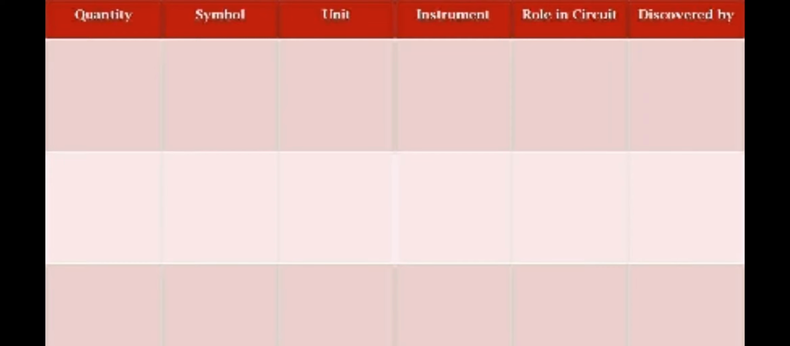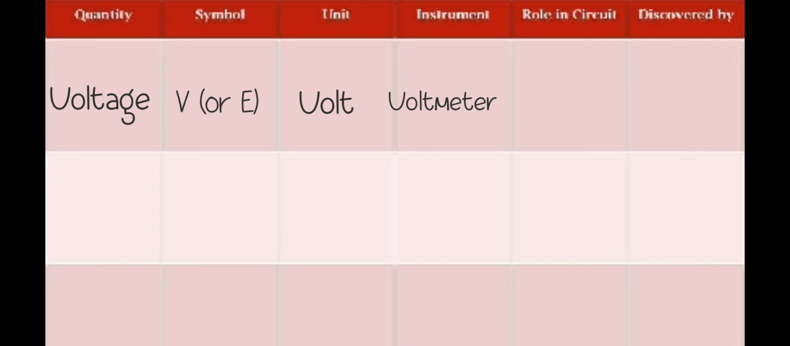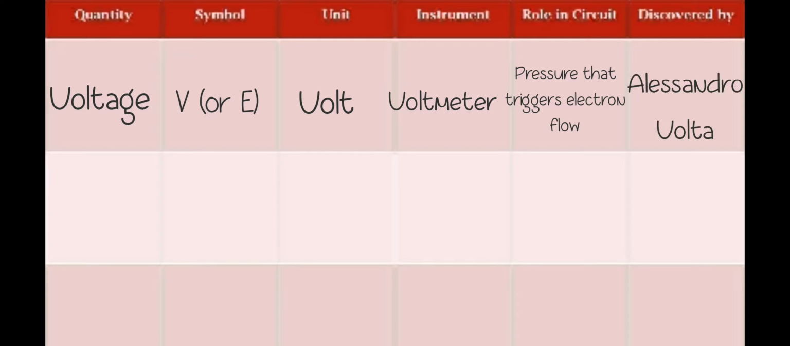Okay, i-summarize natin ang tatlong yan. Pag voltage, ang symbol nito ay V or E. Ang unit ng measurement ay volts. Ang measuring device ay voltmeter. Ito yung pressure that triggers electron flow. Ang inventor nito or nakadiscover ay si Alessandro Volta.